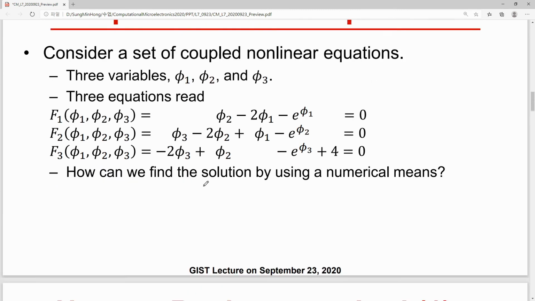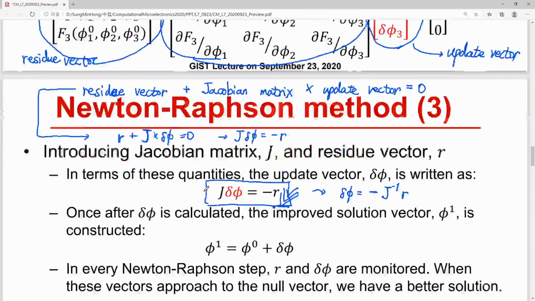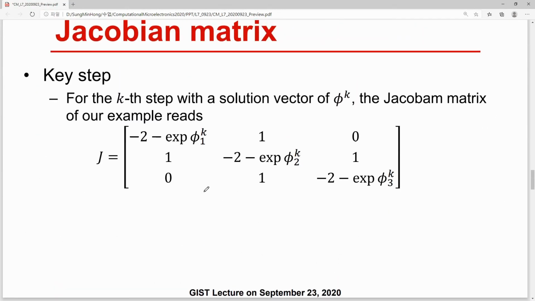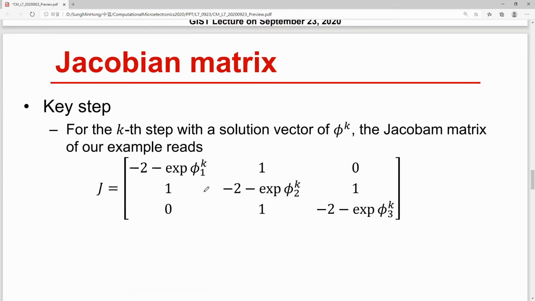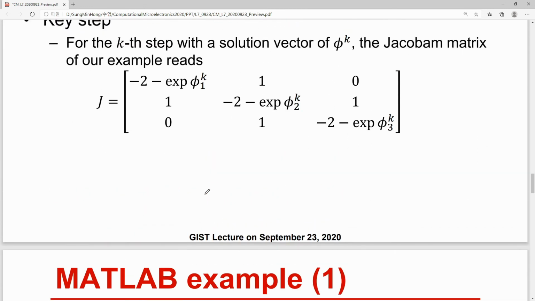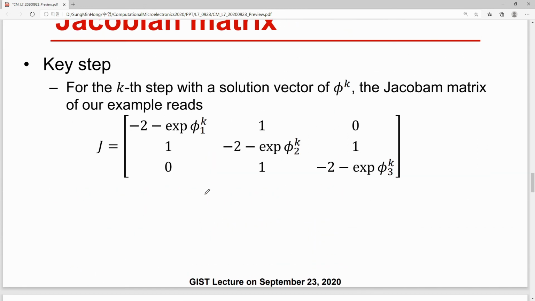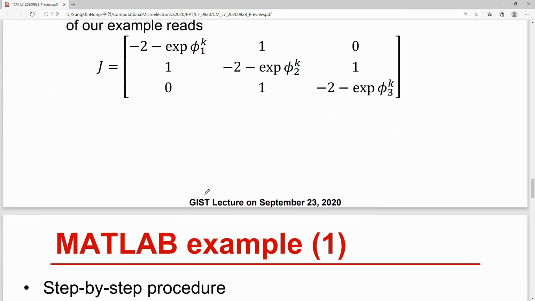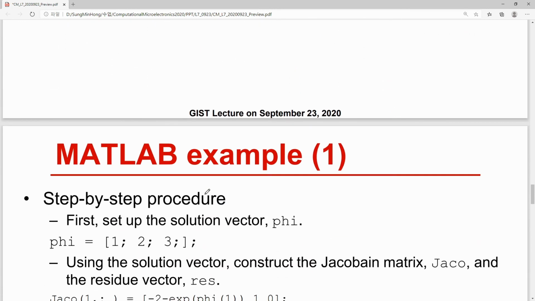That is done in our slide here. And you can see that this is the Jacobian matrix of our interest. So you can just implement it, and since this is so important, why don't you just read our MATLAB example together with me.